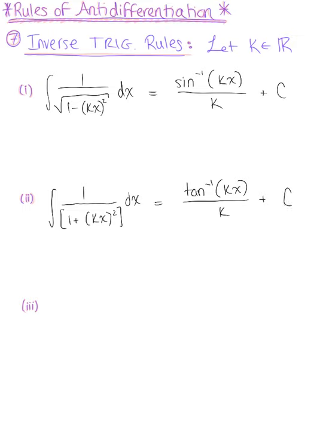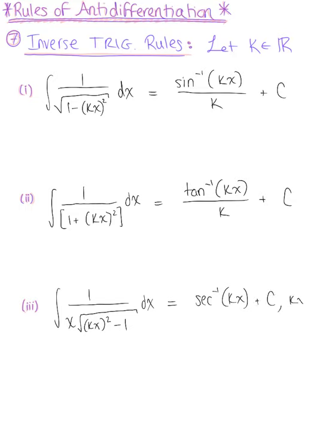And then last but not least here, we have the integral of 1 over x multiplied by the square root of k times x squared minus 1 dx. And this integrates to inverse secant of kx plus c. And this is where k times x is strictly greater than 1.